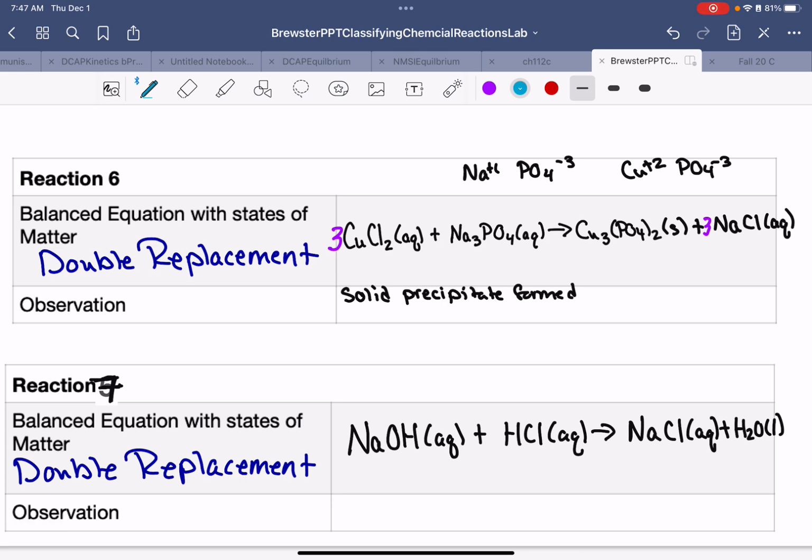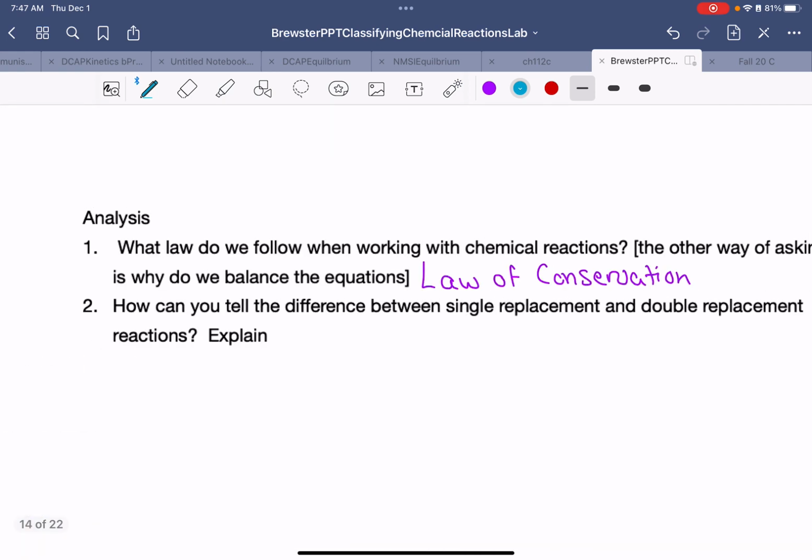The last one, reaction number 7, is also another double replacement reaction. It's an acid-base reaction, which is what we do a lot of in the spring. We have sodium hydroxide and HCl, and it produces a salt, which happens to be on this reaction, NaCl. That's also aqueous. And then we also have H2O, which is our one liquid that we're producing. So those are your reactions.